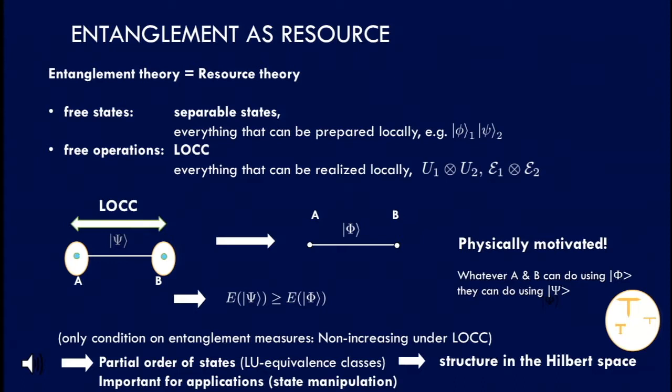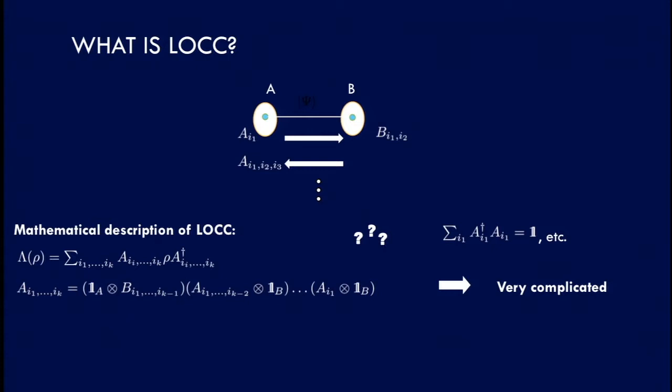Okay, now, as I said, this is very physically motivated in the context of quantum information theory. Okay, and this allows us to give a partial order between states. So we can get some kind of structure in the super huge Hilbert space that we have, by considering this partial order. Now, as I said, LOCC is very important here because these are our free operations. Now, what are LOCC operations? So physically, it's very easy to explain because it's really what Alice and Bob can do. So Alice can apply whatever generalized measurement on her system, communicates the outcome to Bob. He applies, depending on the measurement outcome of Alice, some operation, communicates the result to Alice, and so on and so on and so on.